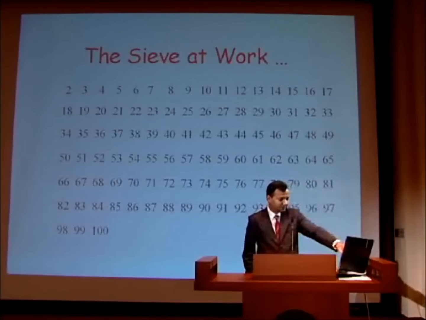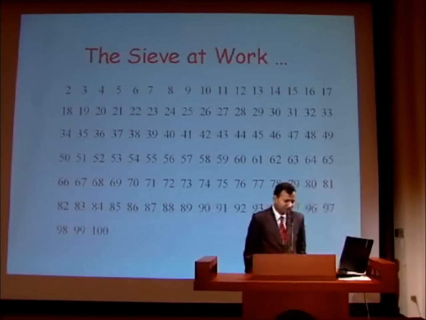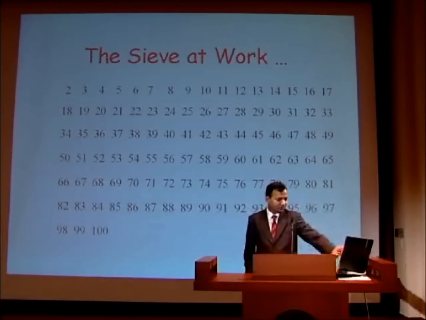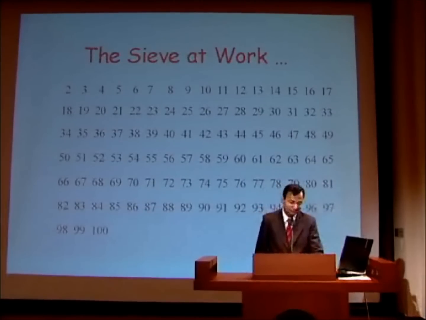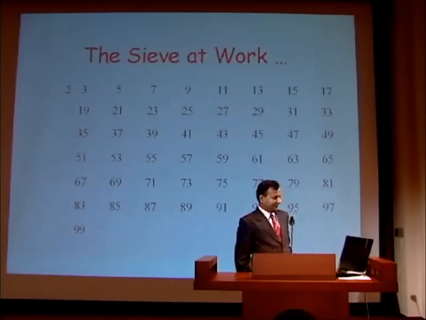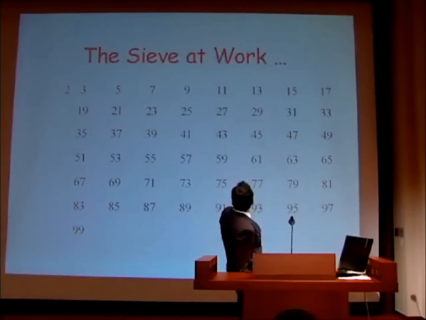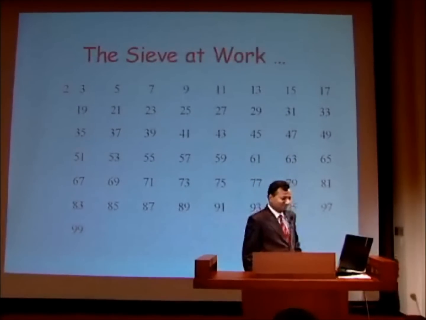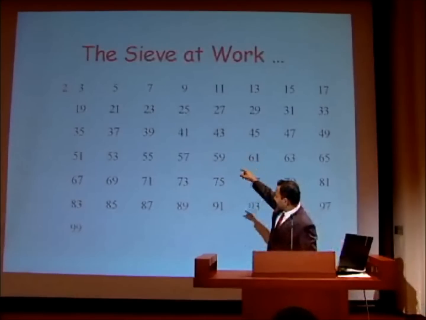So here are all the numbers between 1 and 100 written down in a nice order. The first number here is 2, which is prime, and let's cross out all multiples of 2. Okay, they go out with a sound. So all the multiples of 2 are gone. We have these gaps there.